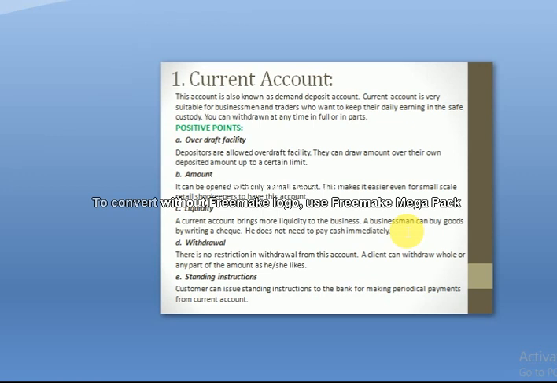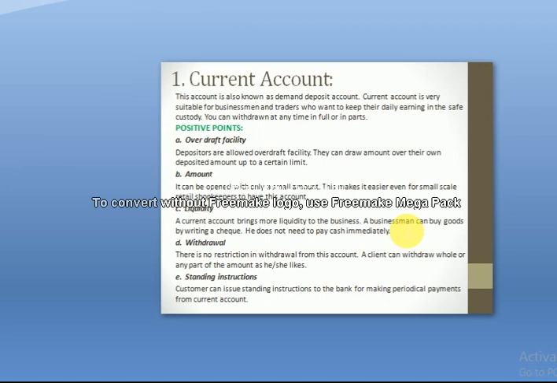This account is generally associated with a huge number of transactions on a regular basis because of the fluidity that these accounts offer. They don't earn any type of interest, which means there is no concept of interest in this account. Neither does the bank offer interest, nor does the customer demand or want interest.